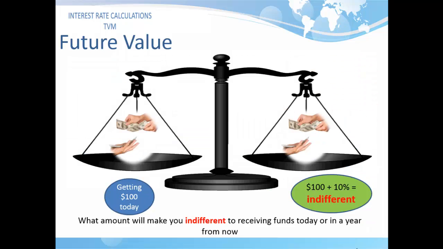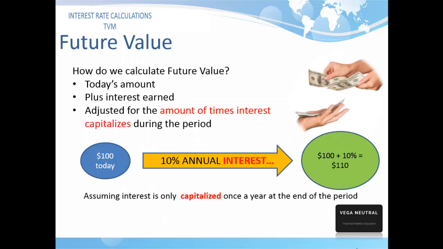Using this example, I've used an arbitrary amount of 10% interest per annum, and I'm saying getting $100 today versus getting $100 plus 10% interest in the future is a situation where you are completely indifferent to either one of the two. So how do we calculate the future value? Very simply, we take today's amount plus the interest that we will earn, and we adjust it for the amount of time that the interest itself capitalizes to the investment. So $100 today invested at 10% annual interest will mature to be equal to $110 a year from now.